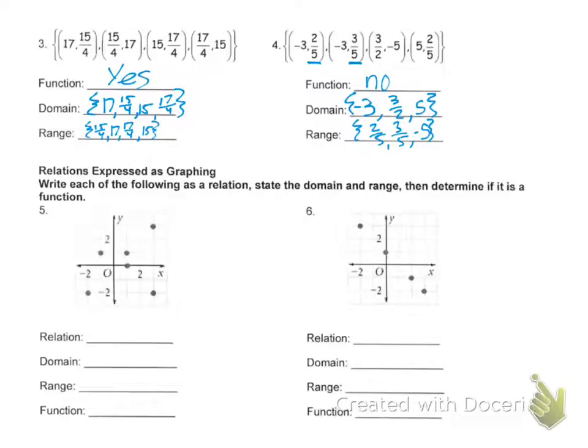AKA, it's a graph. It's a set of points, AKA ordered pairs. So the first part, guys, is write the ordered pairs, state your domain, your range, and then say, is this a function? Here we go. So we want the relation as a set of ordered pairs.